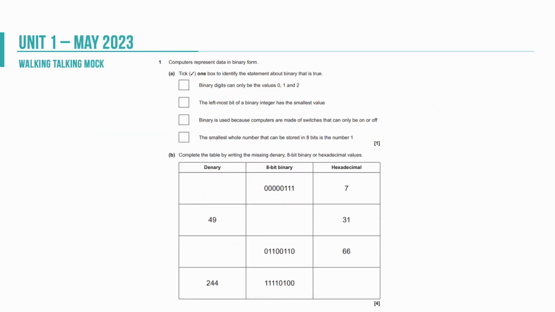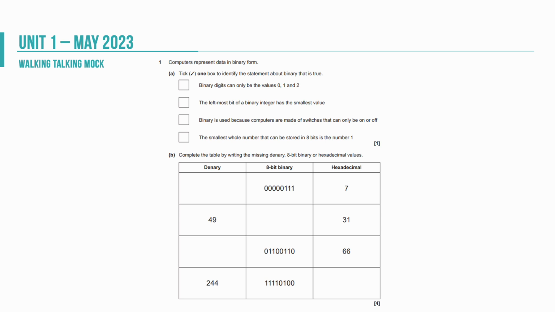So question 1, and in fact a double page in the exam paper, starts off by looking at a range of different binary questions. We've got a tick box which says tick 1 to identify the statement about binary that is true. Binary digits can be the values 0, 1 and 2. Well, that's not correct. We know that binary can only be on or off and 1 and 0. The leftmost bit of a binary integer has the smallest value.